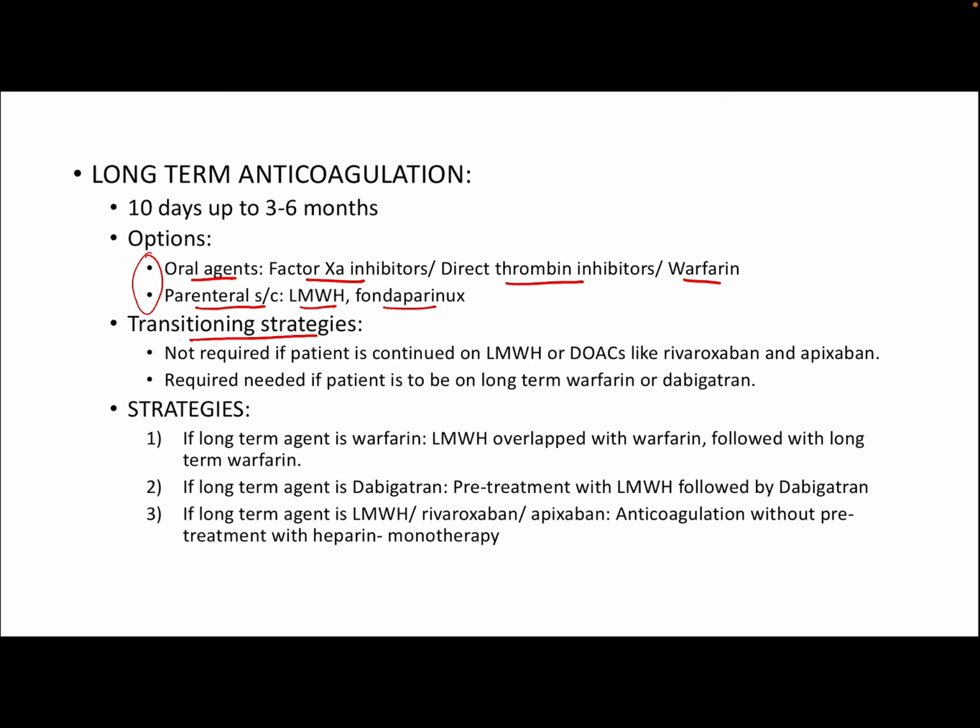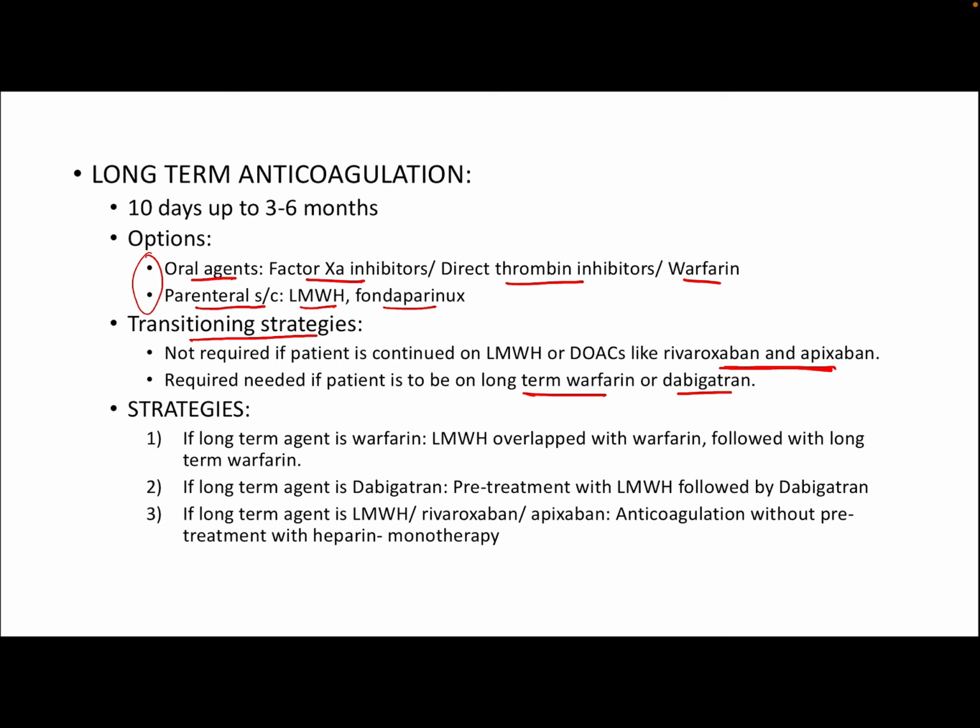So transitioning is not required if a patient is to be continued on low molecular weight heparin or rivaroxaban or apixaban. You don't need any overlap therapy or any initial therapy for these agents. You start in the initial 10 days and you continue with the same. But if you are continuing a patient on long-term warfarin or dabigatran, you do require a transitioning strategy.